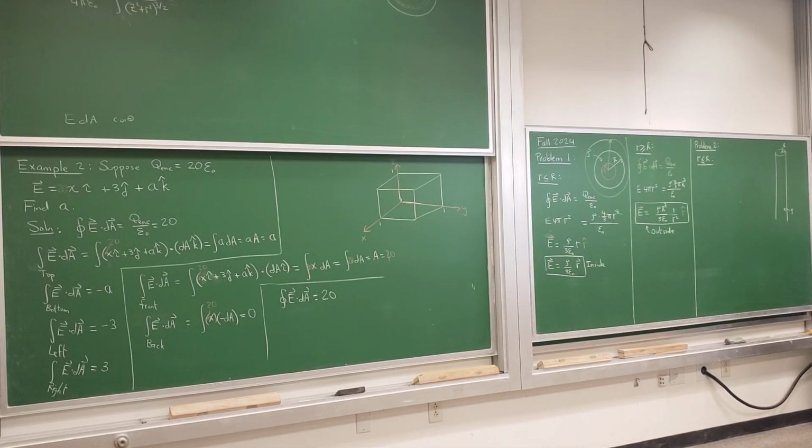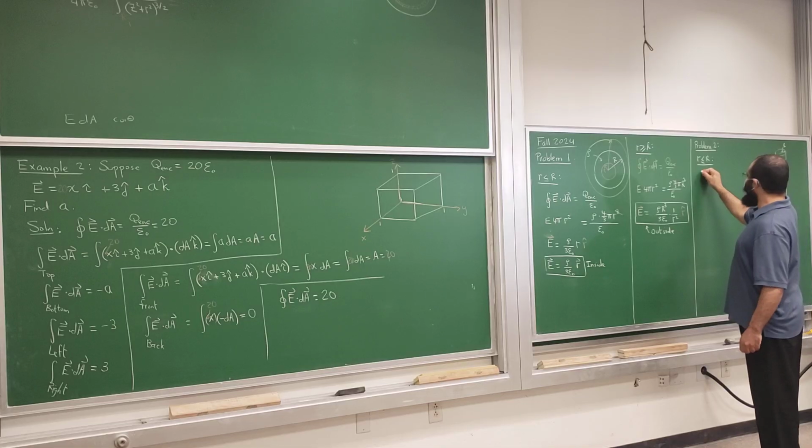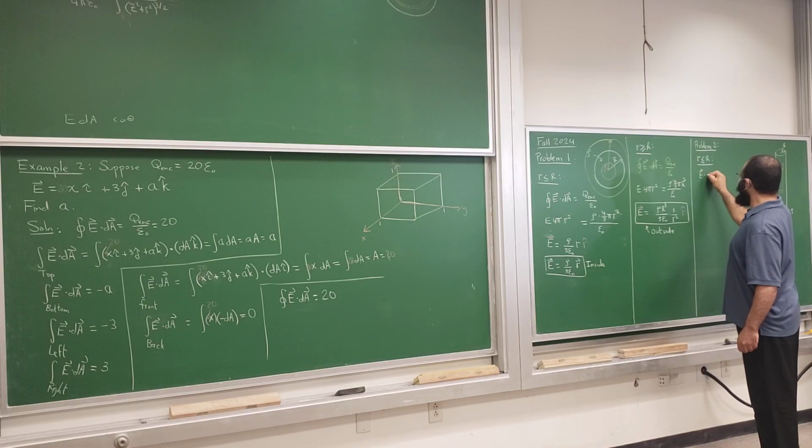So how should our Gaussian surface look like? A cylinder inside the cylinder, right? So that Gaussian surface should look like this. The cylinder should have the length L, or height H, and the radius of our cylinder is little r. So again, Gauss's law: the closed surface integral of E dot dA.